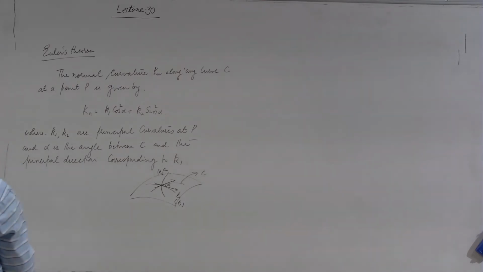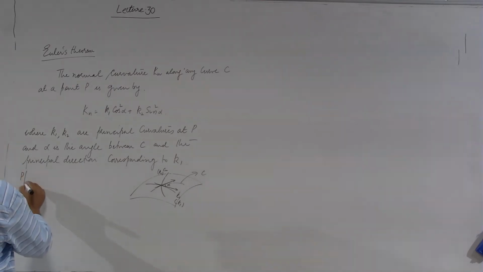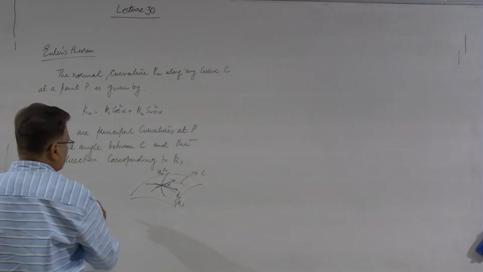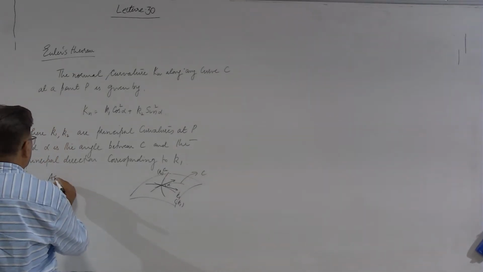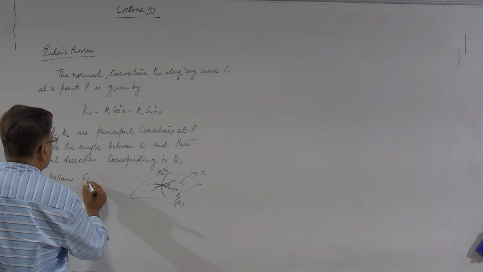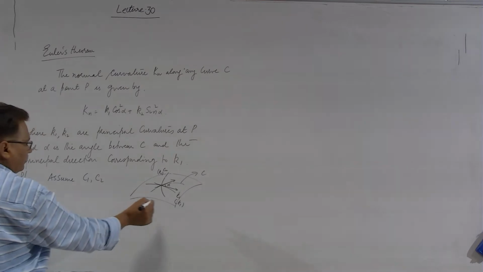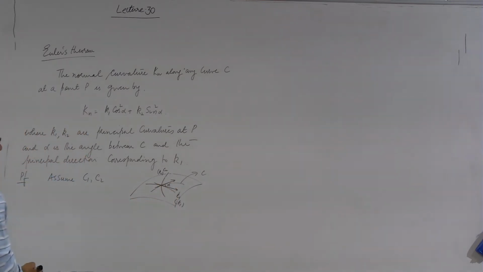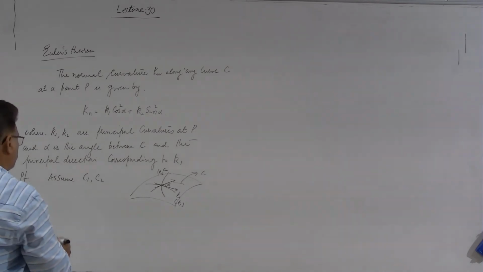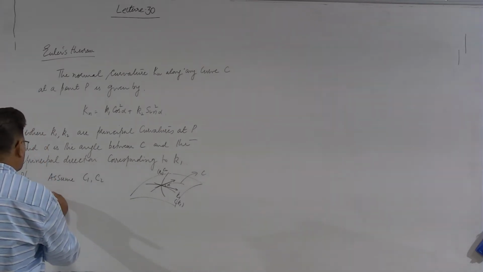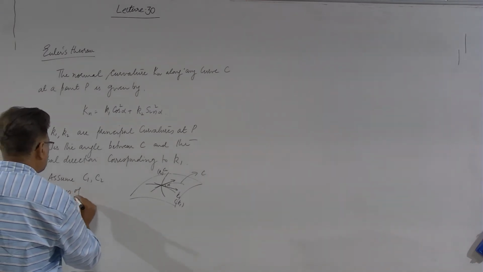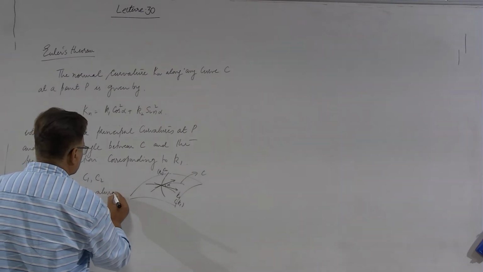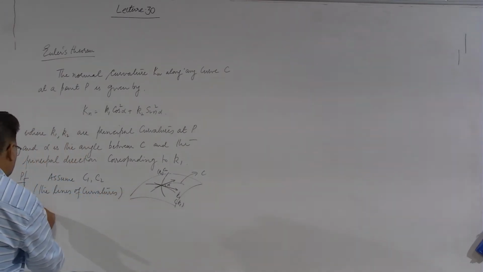All right. To prove this, our first assumption from the calculation point of view is that we will assume C 1 and C 2, the two lines of curvature, to be parametric curves. We can always do this.